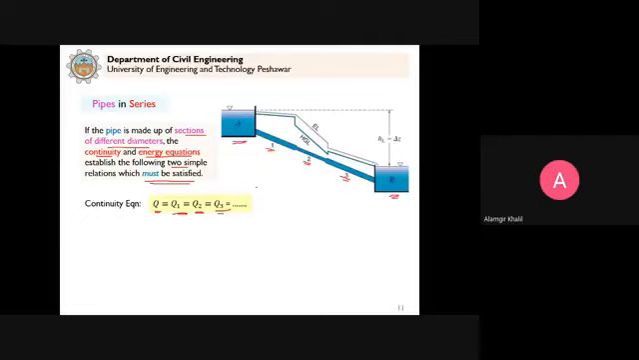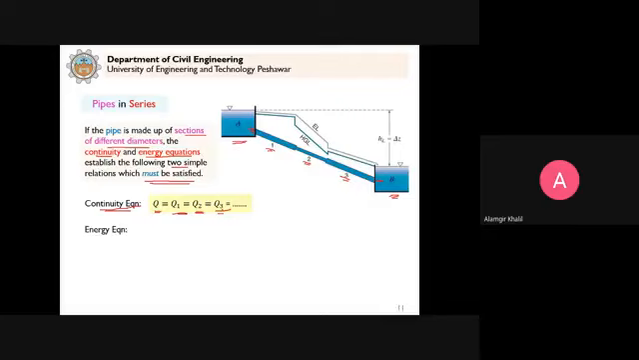When we have a large number of pipes connected in series, the continuity equation says that the same discharge will flow through all the pipes, because you can see here the liquid enters at this point and exits at this point. There is no other entrance and exit points. So that is why the continuity equation says that the same discharge will flow through all the pipes. Clear?